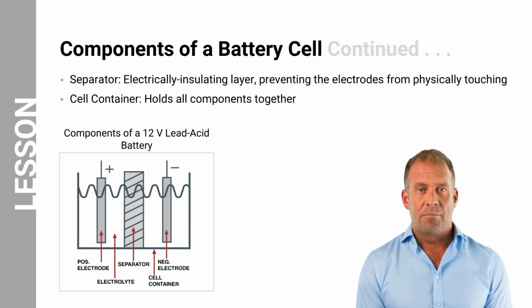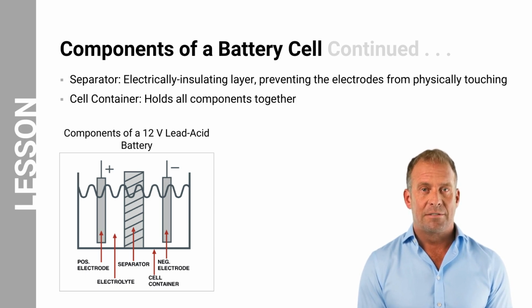Separator. The separator is a porous membrane that prevents the electrodes from physically touching but allows ions to pass through. The separator is located between the positive and negative electrodes. Cell container. The cell container holds all the components together and protects them from the environment.